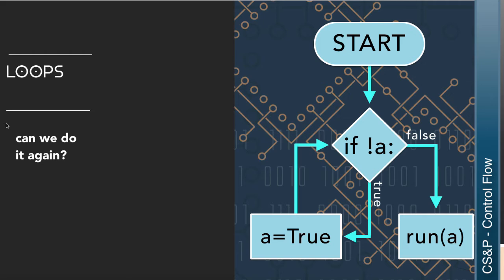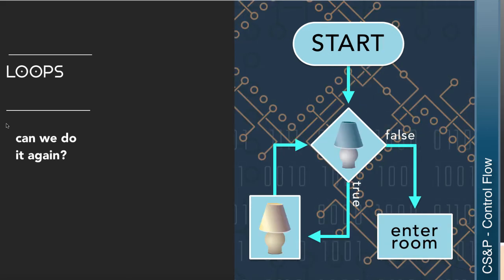But a more practical example would be like if you walk into a room and it's dark and the lamp is off. If that statement is true, you go down this way and you turn the lamp on, and we go back up to the start. Lamp is not off, so we go this way and we enter the room, right? From the very start, if lamp being off is false, then we just enter the room and we don't have to turn it on, right?